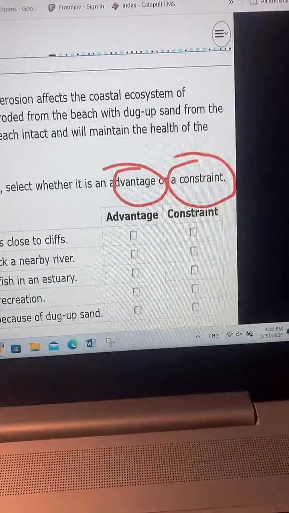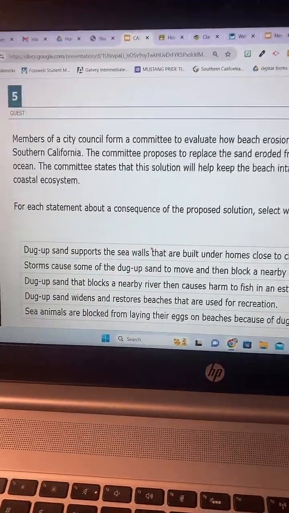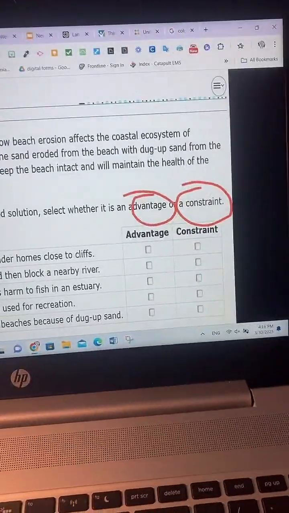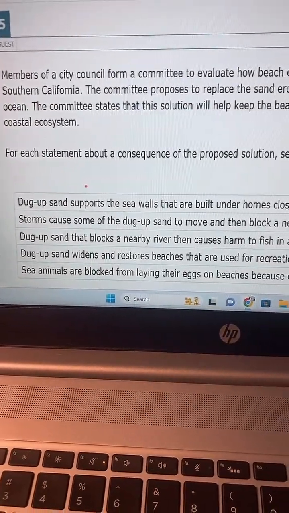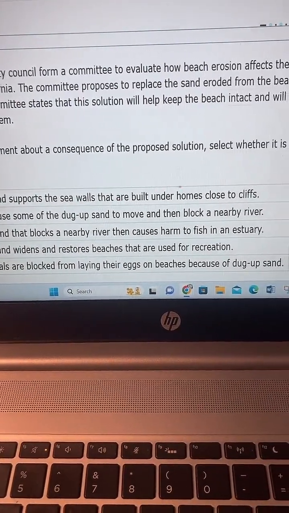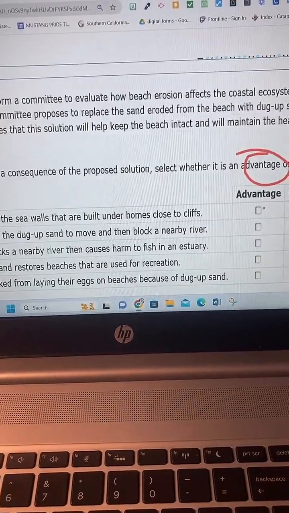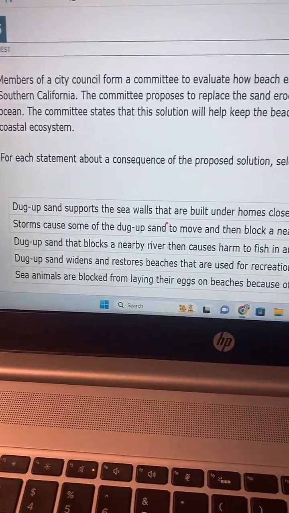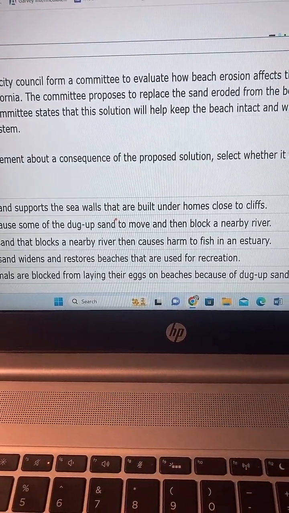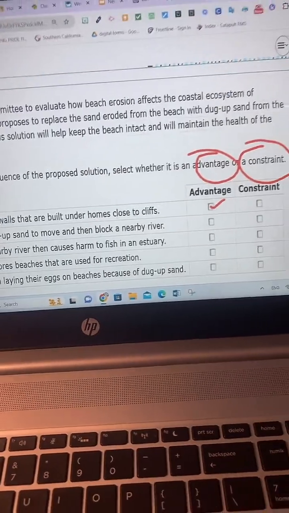Okay, so each is going to be either an advantage, which is basically something good that happens because of it, or a constraint, which is a limitation. You can think of it as something bad that happens. So dug up sand supports the seawalls that are built under homes too close to cliffs. Well, we want seawalls, right? So the homes stay where they are. That's an advantage.